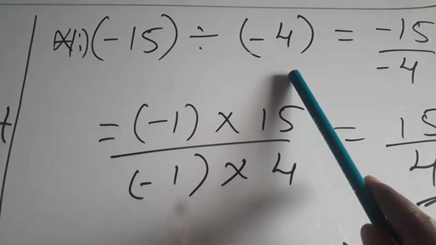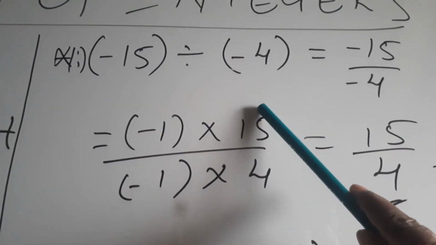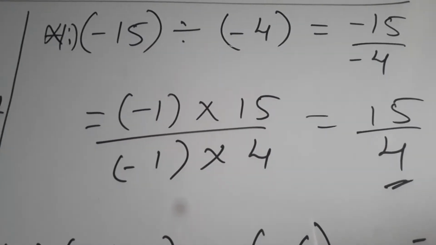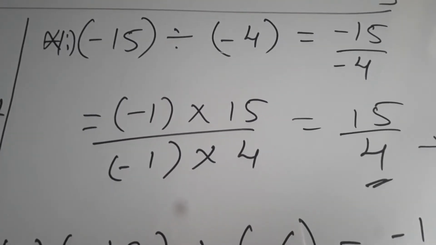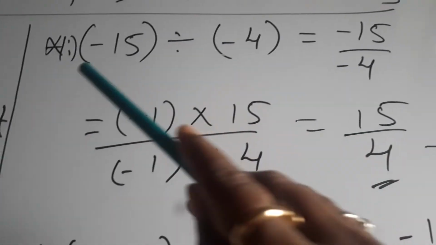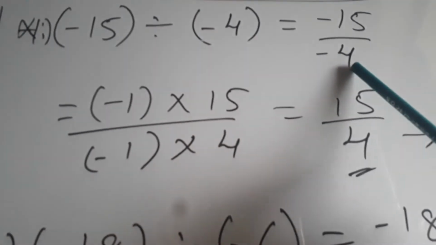So that's very easy. When you have a negative integer, it's the same as multiplication. Minus 4 into minus 4 gives me plus 16. Minus minus gets added up, or cancelled you can say. So here minus 15 divided by minus 4 is minus 15 upon minus 4.